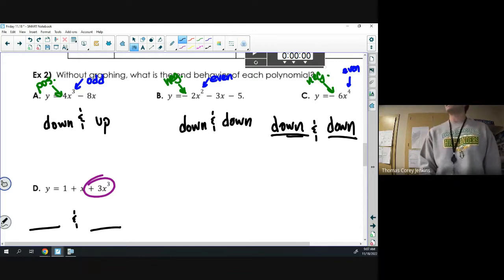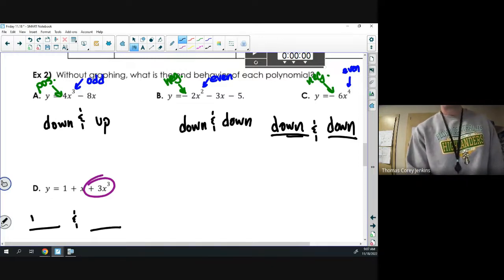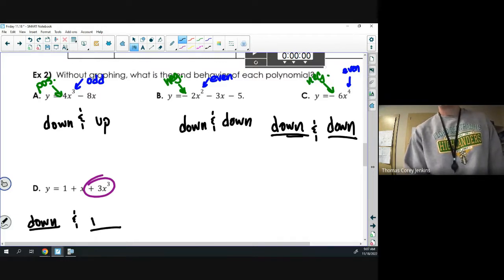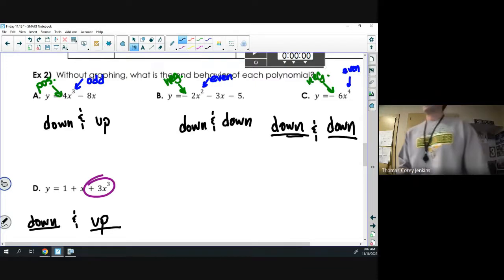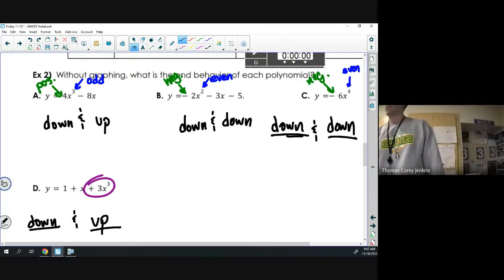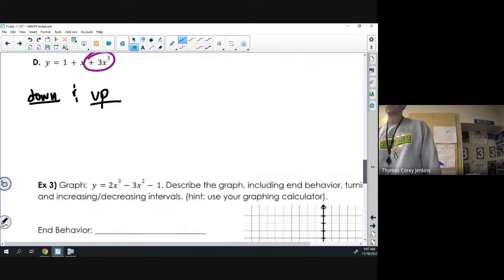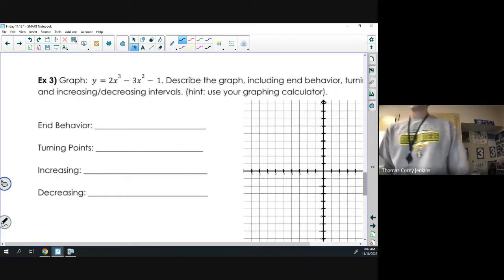Which one would this be? Anybody know? Did you get one of those? Up and down and up? Yes, down and up. Just like a positive slope line. Down and then up. Okay. Anyways, we'll go ahead and move on to the last part.